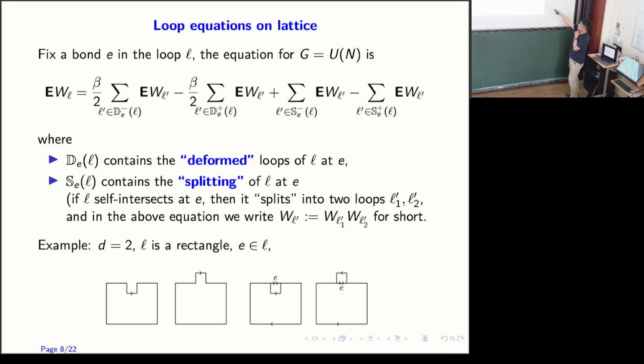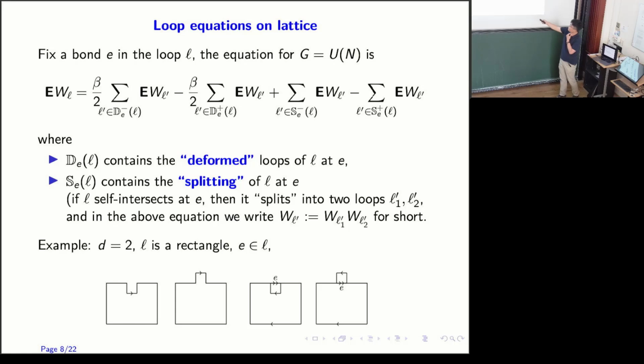Now, for example, for the U(N) group, the equation says that you can write the expectation of the Wilson loop in terms of a linear combination of some other Wilson loops. Okay. So what are the other Wilson loops? These are some sort of deformation or some sort of splitting of L, some sort of operations on L. Okay. So the first two terms are called the deformation terms.